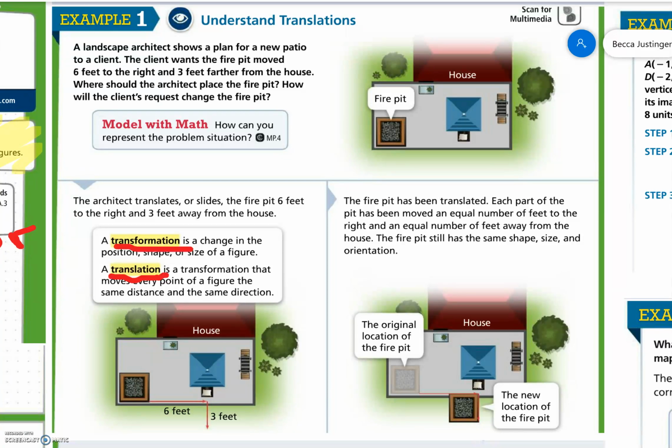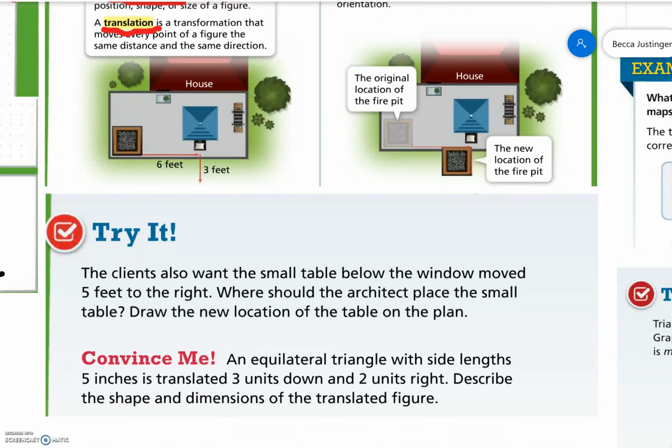Each part of the pit has been moved an equal number of feet to the right and an equal number of feet away from the house. The fire pit still has the same size, shape, and orientation. Orientation means we didn't rotate, we didn't turn the fire pit at all.